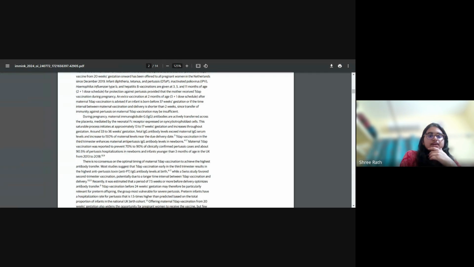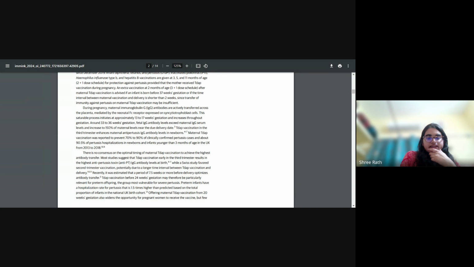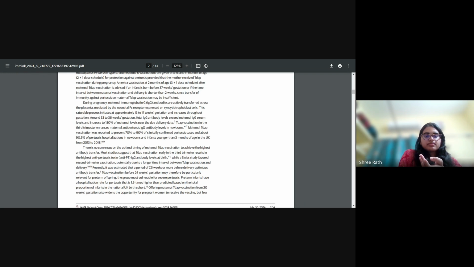Yeah, and then in the second paragraph, they've highlighted the past literature, or the methodology of the studies. What exactly is being done on this? Here they've highlighted mainly the methodology: that during pregnancy, IgG antibodies are transferred across the placenta, and then from 30 to 36 weeks of gestation, there's an increase in fetal IgG levels.